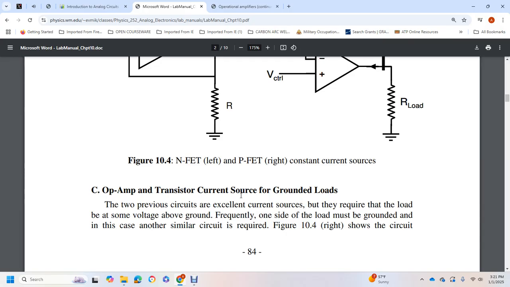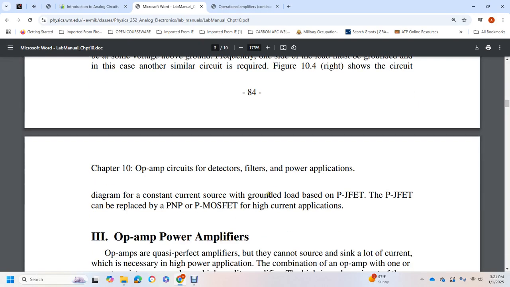Frequently, one side of the load will be ground, but in the case of the other similar circuit, figure 10.4 shows the circuit diagram of a constant current source with the load grounded, using a positive junction field effect transistor. The junction field effect transistor can be replaced by a metal oxide field effect transistor for high current applications.